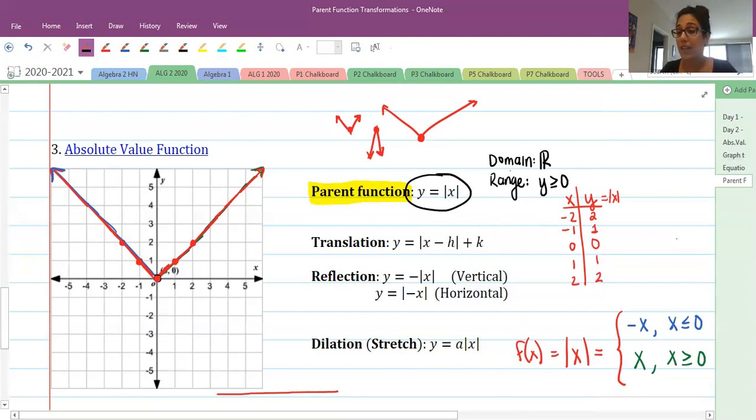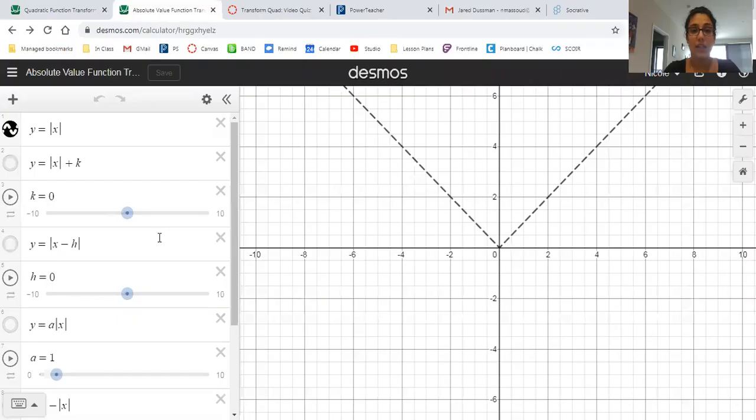These are not the domain and range of every absolute value function. The domain will always be all real numbers, but the range will not necessarily always be all real numbers. Okay, so let's talk about transformations. Same concept as parabolas. Exact same thing.